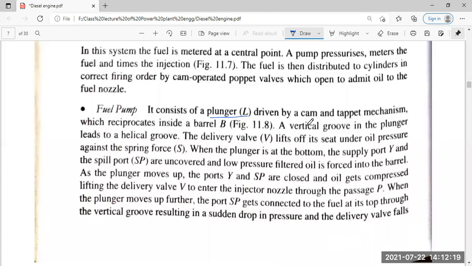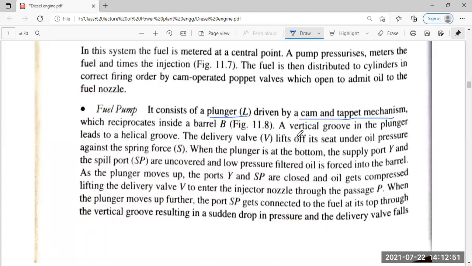There is a cam system, which is engaged with eccentric operating blocks. It engages the plungers of the different fuel systems at different times. All the blocks are fixed on a round rotary shaft at different positions and at different angles. Now, the plunger is driven by the cam and poppet mechanism, and reciprocates inside the barrel.